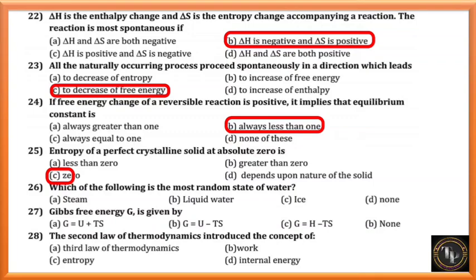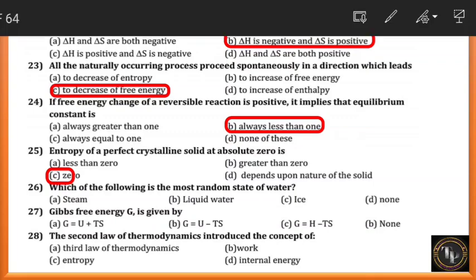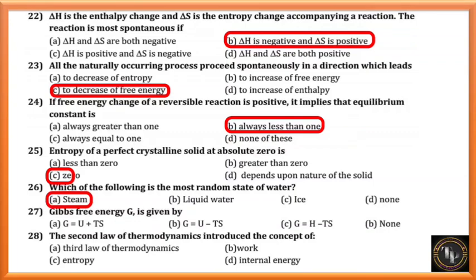Which of the following is the most random state of water? So it is steam form. Gibbs free energy G is given by H minus TS. The second law of thermodynamics introduced the concept of entropy.